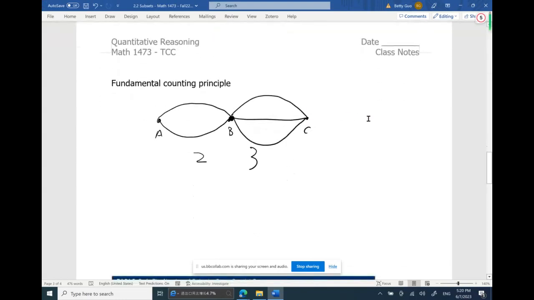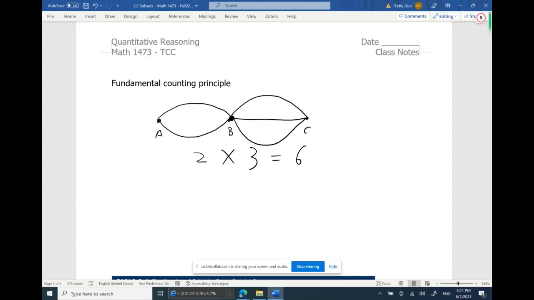Pause the video and think or count. We should have 6 different routes, all right? We multiply the 2 numbers. There's another name for the fundamental counting principle. It's called the multiplication rule, because we are using multiplication, we are not adding. We multiply the 2 numbers.